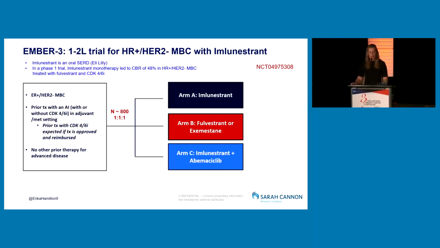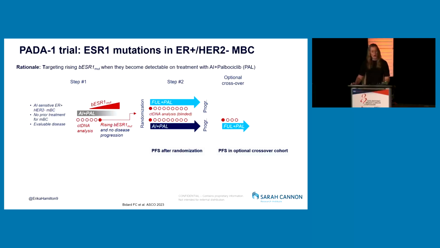And it's imlunestrant versus fulvestrant or exemestane on the standard of care arm, and then also has this additional arm, imlunestrant with abemaciclib, asking the question, at least in a proportion of patients, about CDK after CDK. So this is PADA-1, and you certainly heard this explained much better than I'm going to do, but really setting the stage for the ongoing clinical trials, asking this question of should we be switching patients' treatment based on ESR1 mutations? So again, these patients were all on aromatase inhibitor with palbociclib, and if they had emergence of an ESR1 mutation, they were randomized to either stay on their AI and palbociclib or switch to fulvestrant and palbociclib.